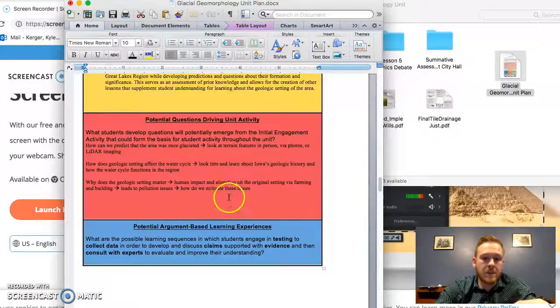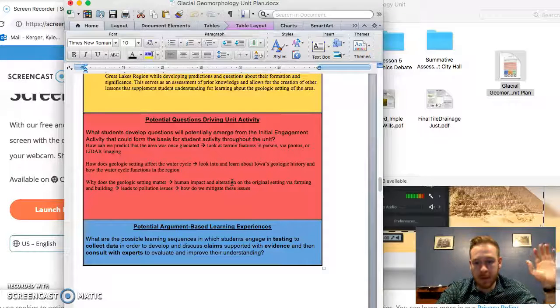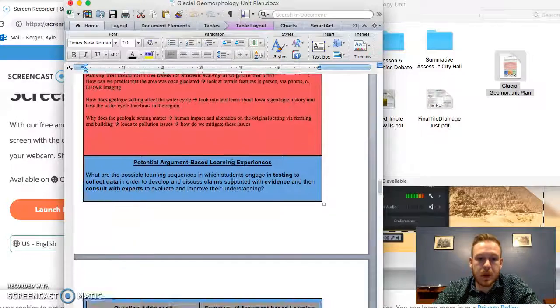The potential questions, these are questions I think students might ask, and then ways I think we could answer them using what's already in the unit. Like I said, students are going to come up with things you never would have thought of. Use their questions to help guide the unit and come up with answers as well.